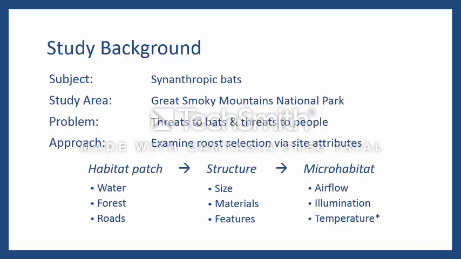And then at the microhabitat level, we're thinking things like airflow, illumination, humidity, and in this case, we're going to take a closer look at temperature. And temperature, we believe, it's likely that temperature is important to bat roost selection, as it has implications for use of torpor as well as juvenile development.